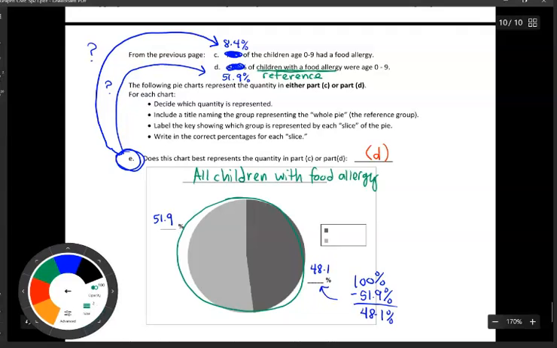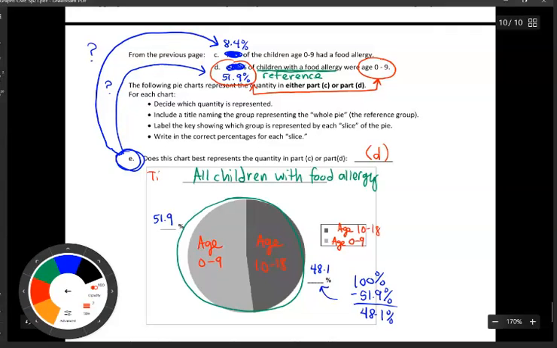Now remember with your bookends, the 51.9% has to be related to this age category over here. So that 51.9% is representing our age 0 to 9 kiddos. Everyone has a food allergy in this graph. Some are younger, some are older. So the lighter shaded region is going to be children age 0 to 9. So by default, the darker shaded region is going to be children age 10 to 18.